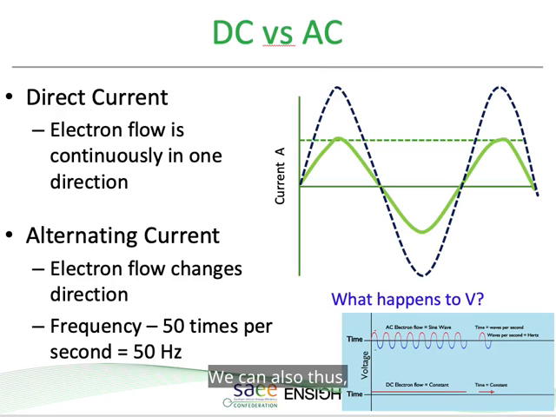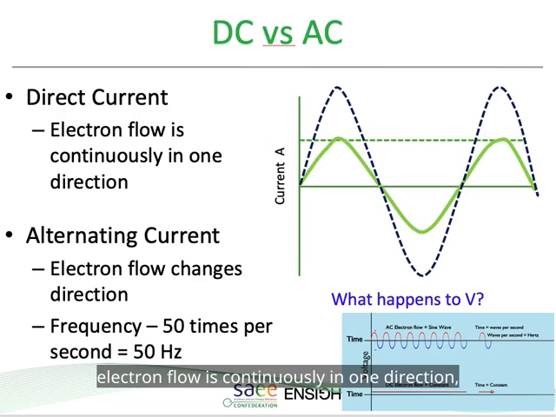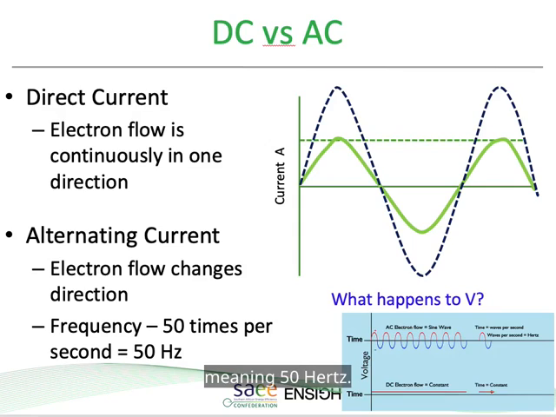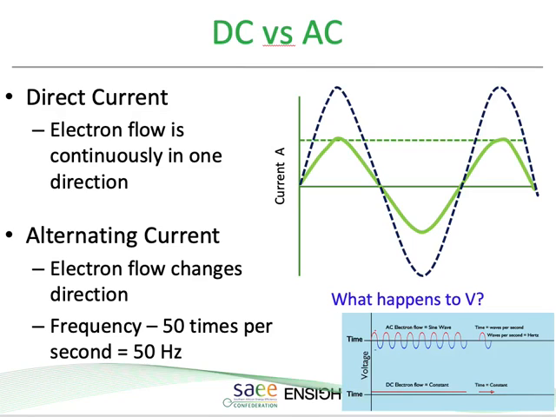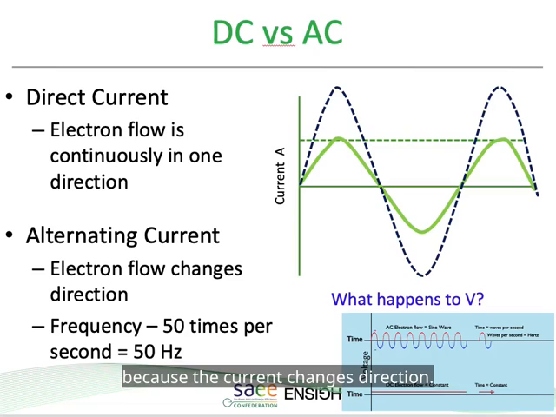We can also thus distinguish between direct current and alternating current. With direct current, electron flow is continuously in one direction. With alternating current, electron flow changes direction by frequency, in South Africa 50 times per second, meaning 50 Hertz. Remember that the voltage in an AC circuit also periodically reverses because the current changes direction.